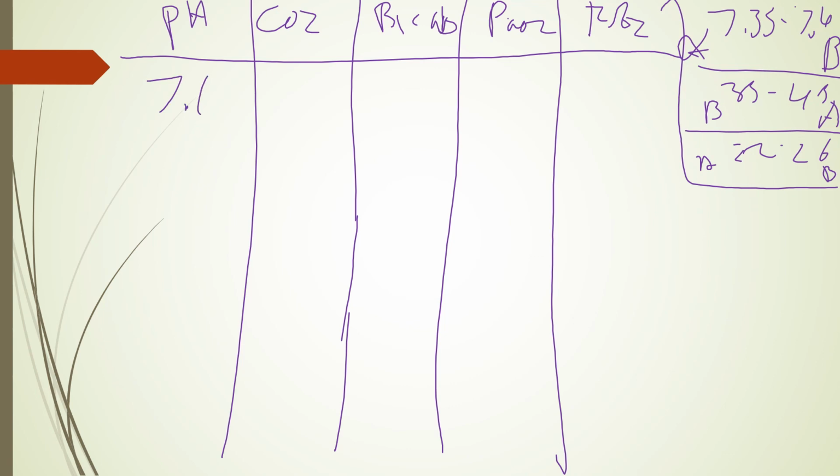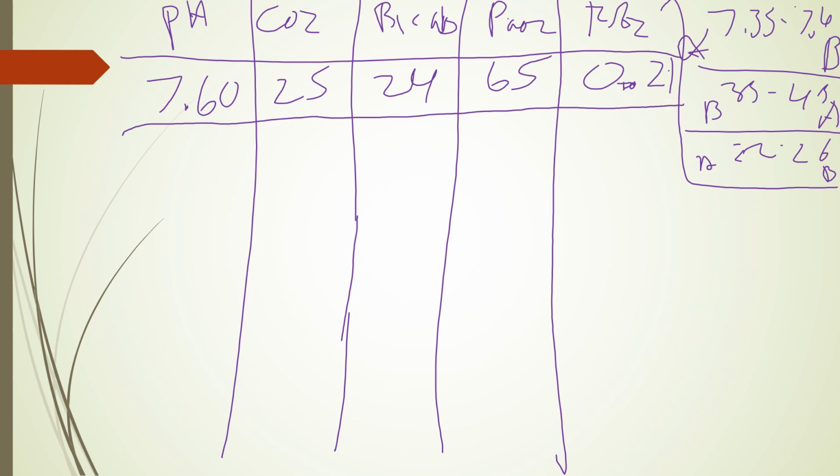pH of 7.60, a CO2 of 25. Their bicarb level is 24. Their PaO2 is 65. And they're on room air, which is 0.21, right? Okay, now I'll give you the situation.